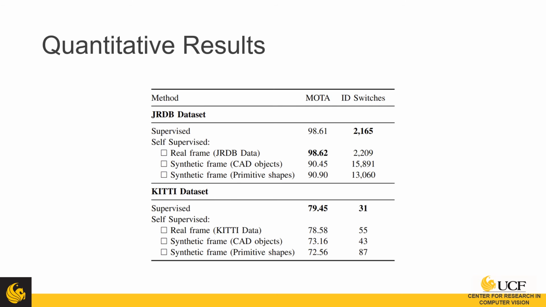Here we show quantitative results of our method on two datasets. One is the JRDP dataset, the other one is the KITTI dataset. These are the results on the validation dataset. Here we show results using supervised as well as self-supervised training. In the self-supervised setup, we train with three different settings. One with the real data, the other one with synthetic data using CAD objects from ModelNet40, and the third one is synthetic data where we use primitive shapes. We can see that our results in supervised as well as self-supervised settings are very close.